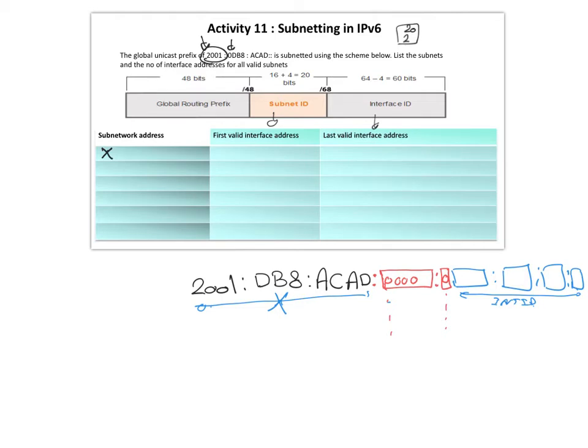Okay? So when the subnetwork part is all zeros, and of course, for the subnetwork address, we have the interface ID part all zeros. So this is, in fact, colon colon, right?